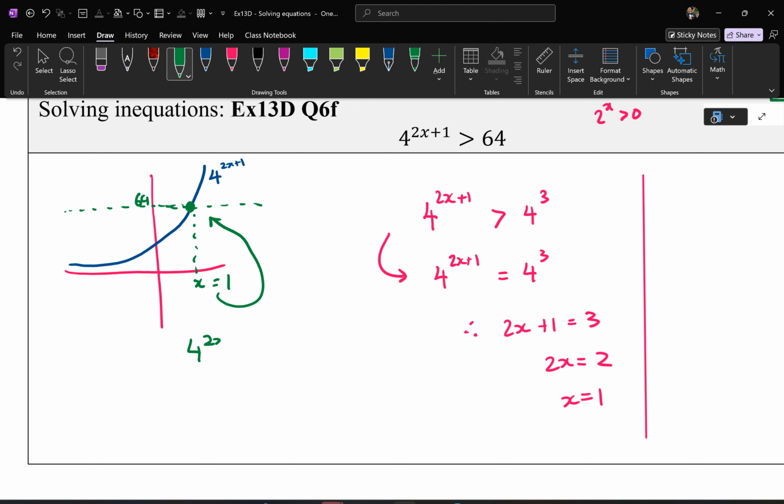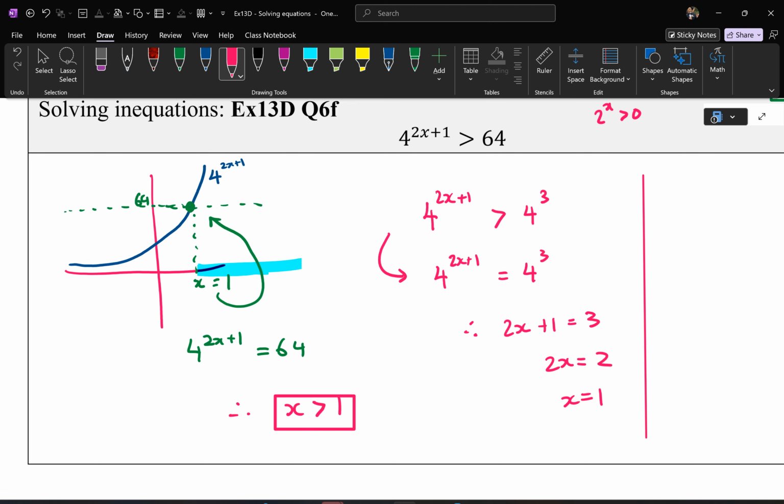But I don't want it to equal 64. I want it to be greater than, so it has to be this side. What's my answer for the question? x needs to be bigger than 1. So any number bigger than 1, if you did x equals 1.1 or 1.01, it will be bigger than 64. So here's your answer: x needs to be greater than 1.